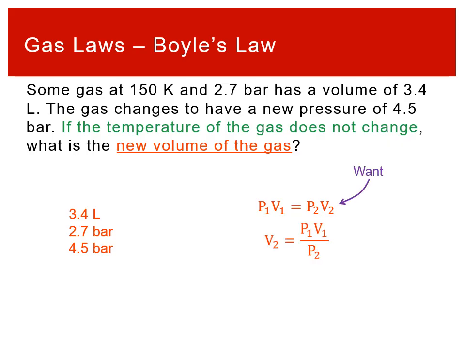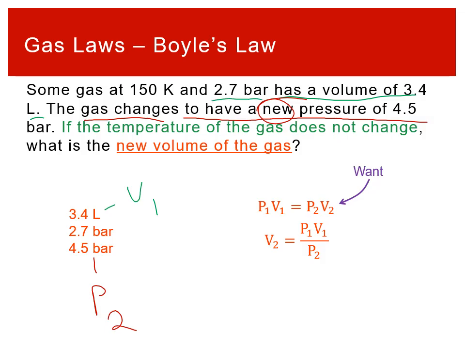We wanted to solve for V2, so I'm going to go ahead and rearrange my equation, just divide both sides by P2. We know, again, that this has to be the V1. If we read, it has a volume of 3.4 liters, then we can see the gas changes. And so that happens afterwards, so that is our V1. Related to that, the gas changes to have a new pressure of 4.5 bar. That is P2. So this other variable, the 2.7 bar, has to be a part of the old or original setup.